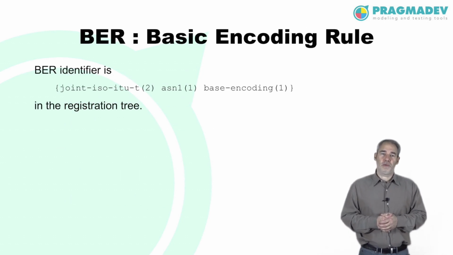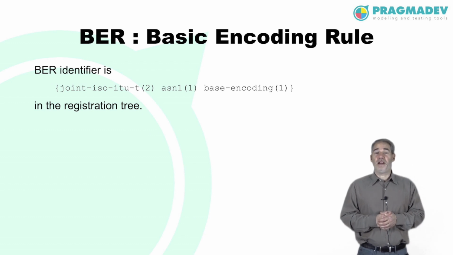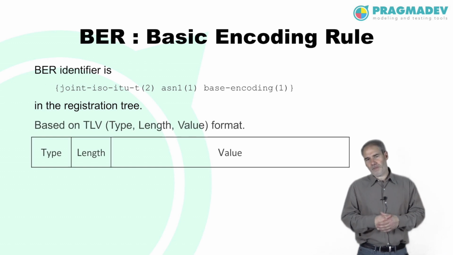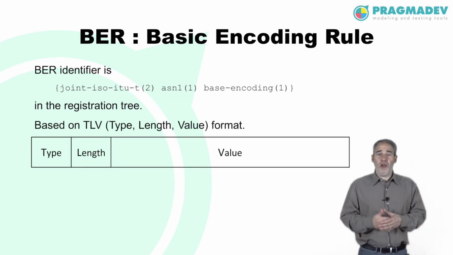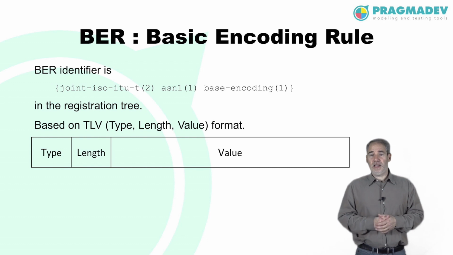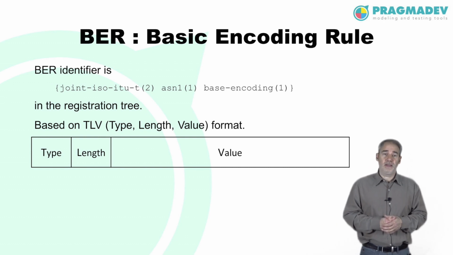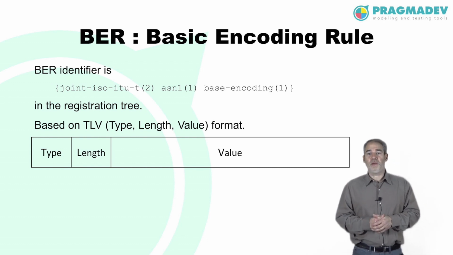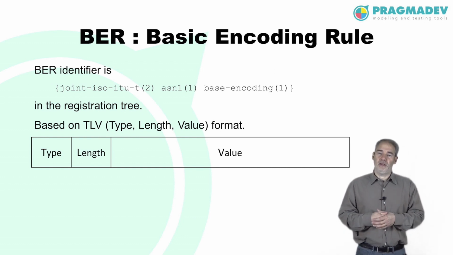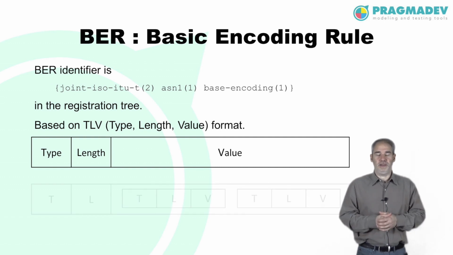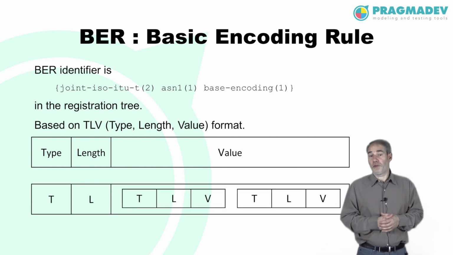First, the basic encoding rule. Its nickname is BER, and as a first piece of information, here is its identifier in the registration tree we talked about with the object identifier. The encoding is based on a TLV format. TLV stands for type, length, value. That means the first information will be the type of the data, the second will be the length of the data, and the last part will be the value of the data. The value might also contain another level of TLV formatted data.